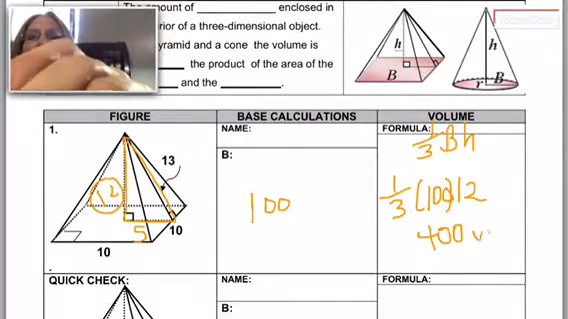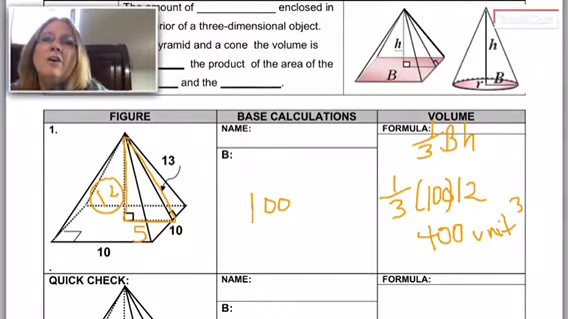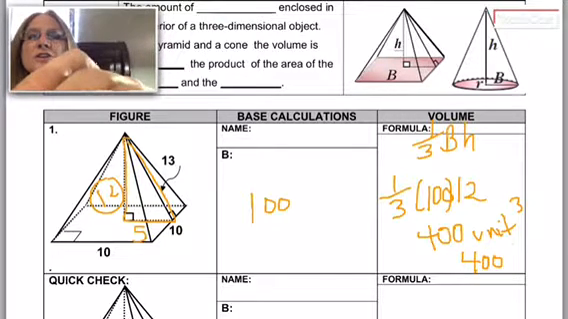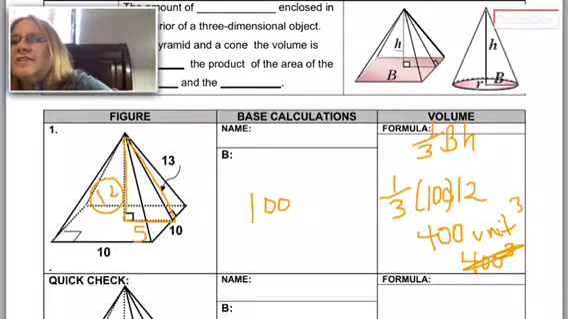Now, you can write 400 by itself. You could write 400 units cubed. Volume is always cubed. Just never write 400 cubed because that is wrong, because that's saying that we're going to cube 400. So you could just write units cubed or just leave that out.